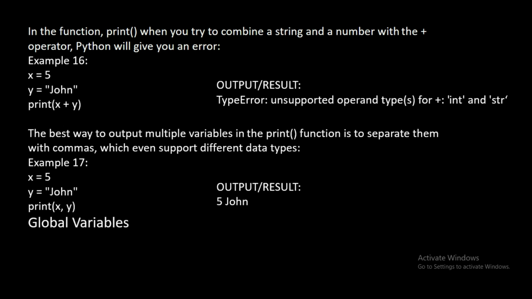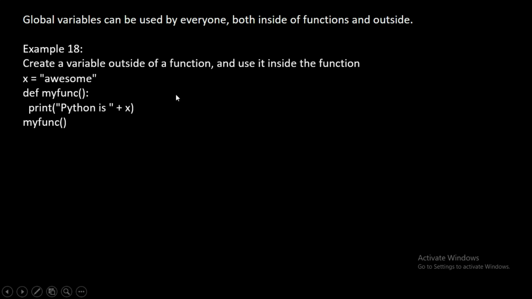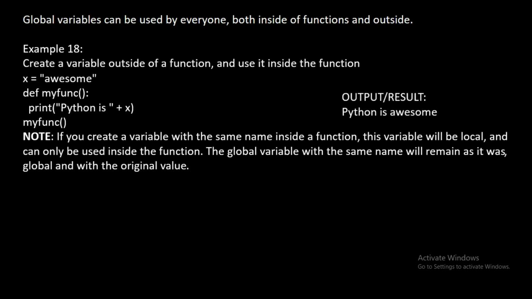Let's talk about global variables. What are global variables? Global variables are variables which we can declare and use in the whole program. See, in this example, we create a variable outside a function and use it inside the function. I am creating the variable here, x = awesome, right? And we are defining a function. My function prints "Python is" plus my variable x. After execution of this program, you will see Python is awesome.